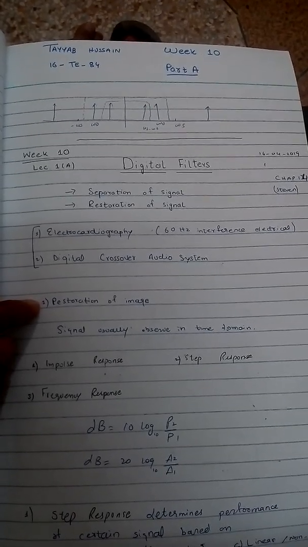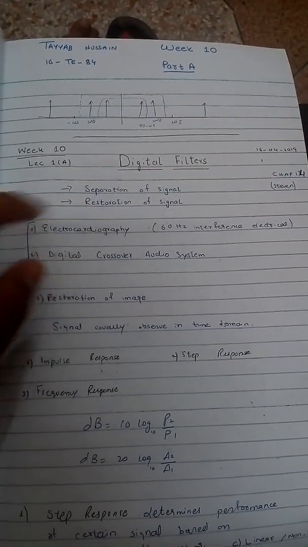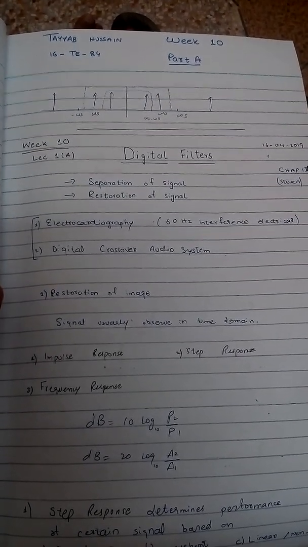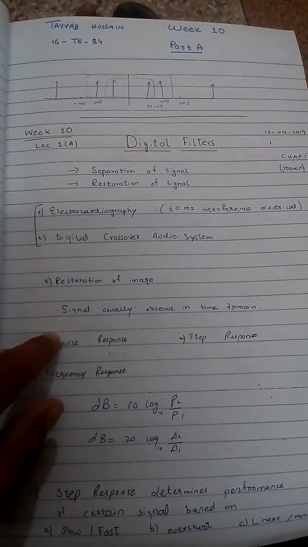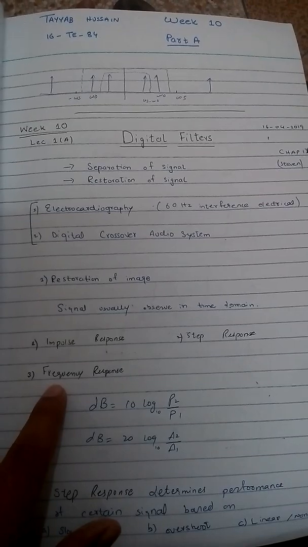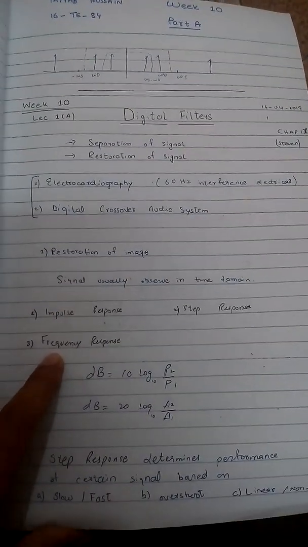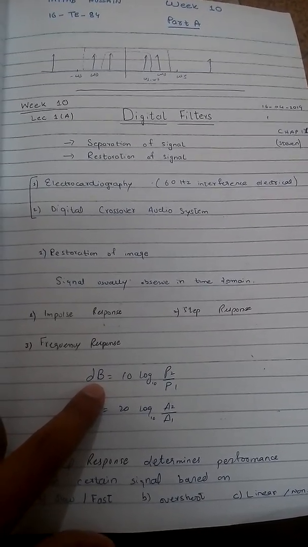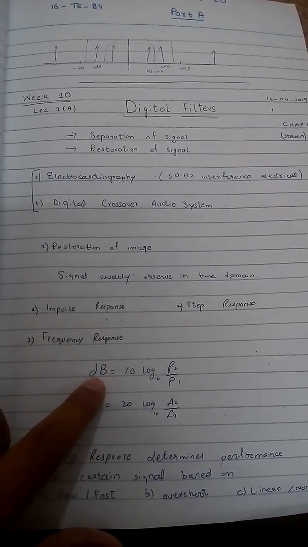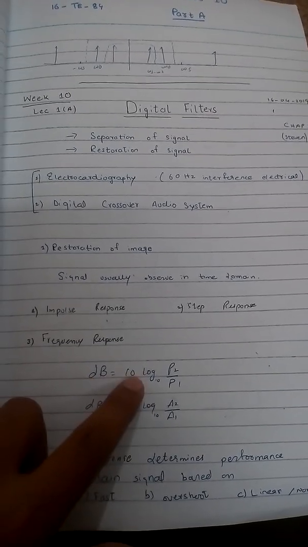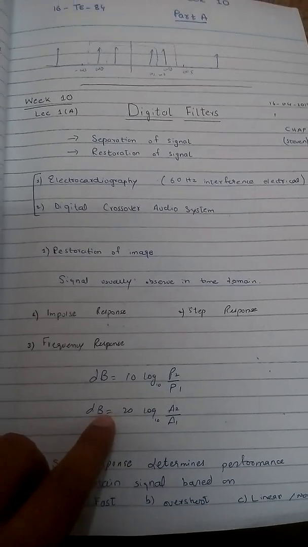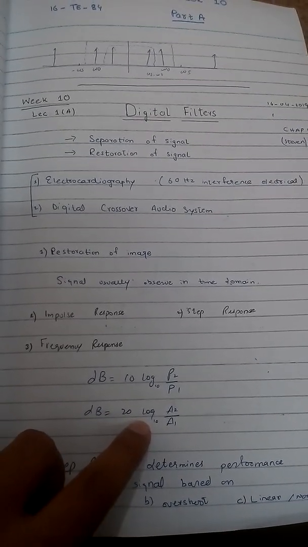Besides this, restoration of an image is similar to the restoration of a signal, and we can observe it in the time domain. There are three kinds of responses. First is the impulse response of the digital signal, second is the step response, and third is the frequency response. After that, the level of intensity of the signal is measured on the dB scale, which is logarithmic, and this formula gives dB in terms of the power and the intensity of the signal.